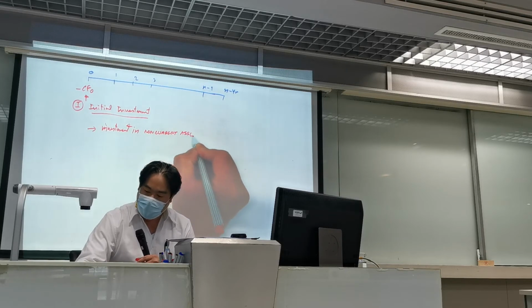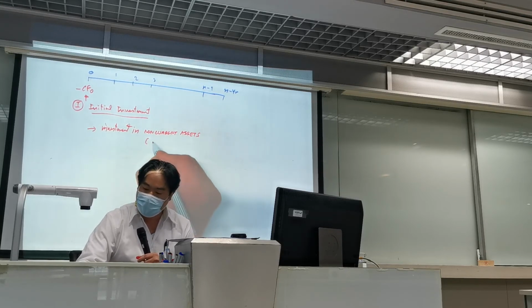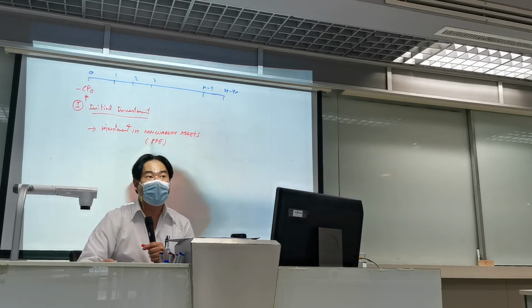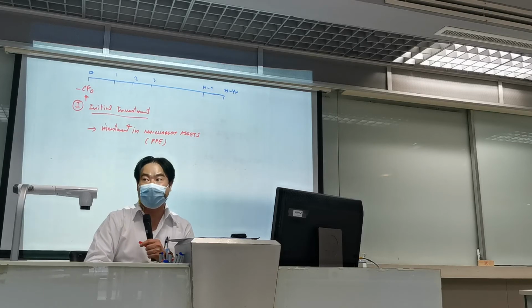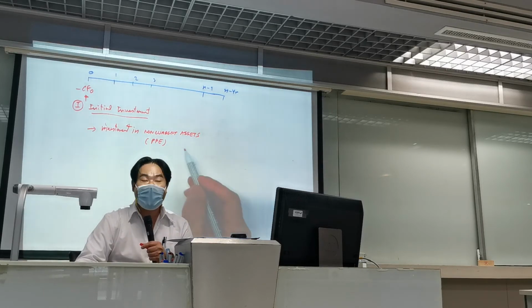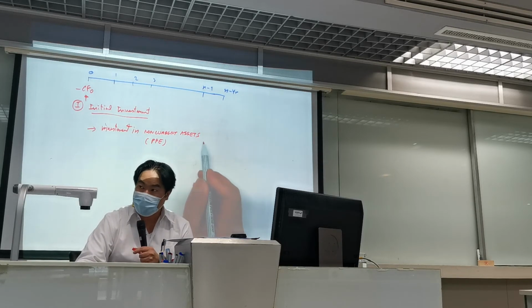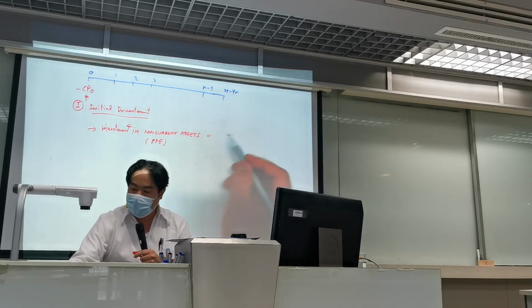In terms of your accounting book, you call this PPE, right? Property, land, plant, equipment, tools, and so on. This is what you invest. This is the long-term asset that you invest. Let's assume that I invest, let's say, 1 million baht.